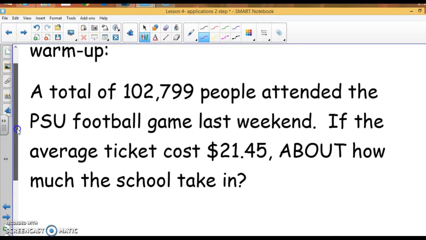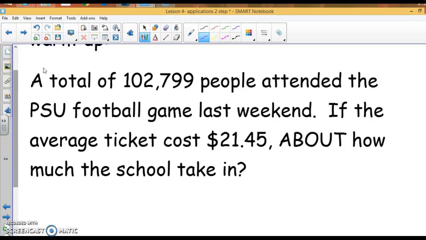Again, pause the video, do this problem. All right, a total of 102,799 people attended the Penn State football game last weekend. If the average ticket cost $21.45, about how much did the school take in?